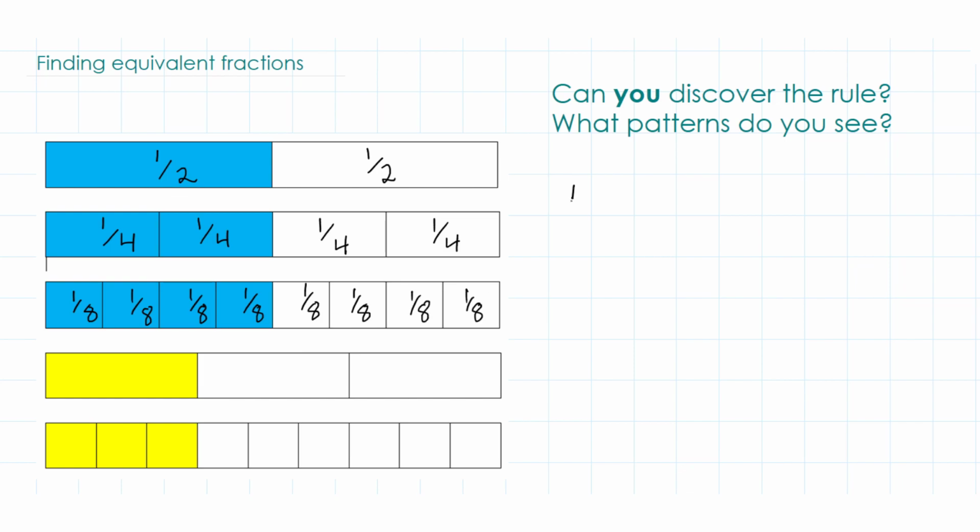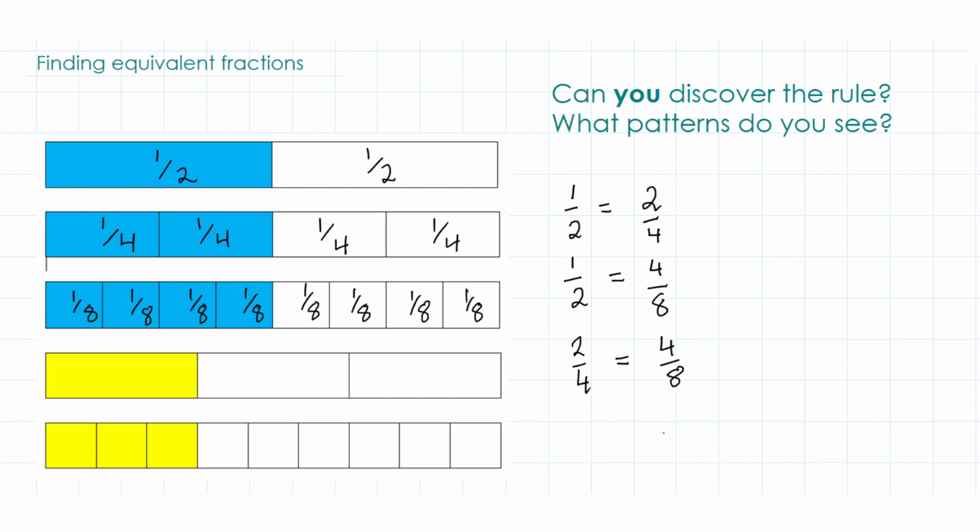So we can say 1/2 is equal to 2/4. And we can also say 1/2 is equal to how many eighths? It's 4/8, isn't that right? But we can also compare the quarters and the eighths. So 2/4 is the same as 4/8.